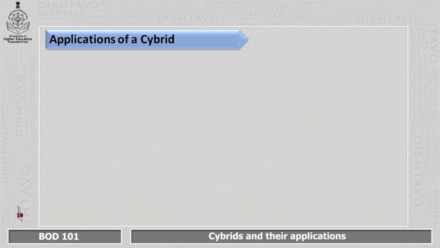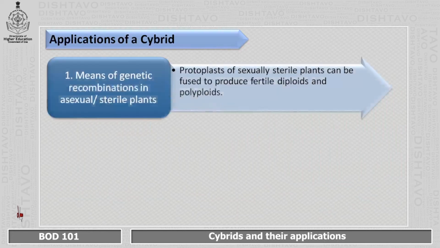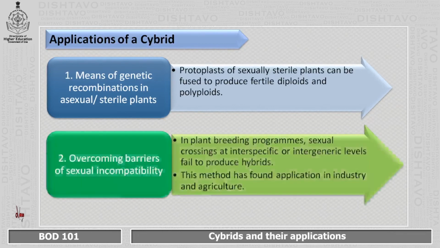Applications of cybrids. The first one is means of genetic recombinations in asexual or sterile plants. Protoplasts of sexually sterile plants can be fused to produce fertile diploids and polyploids. This is a great boon for the agricultural industry.